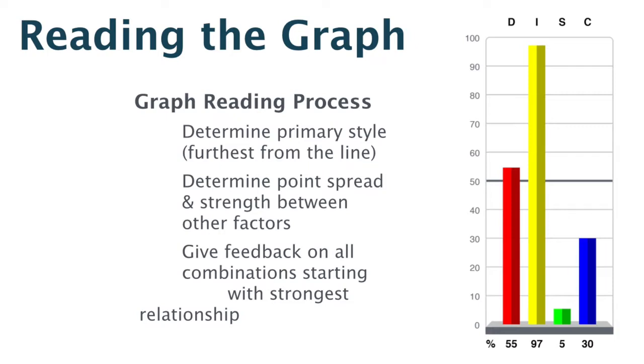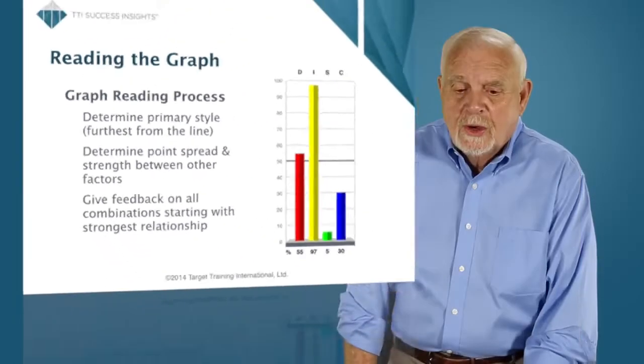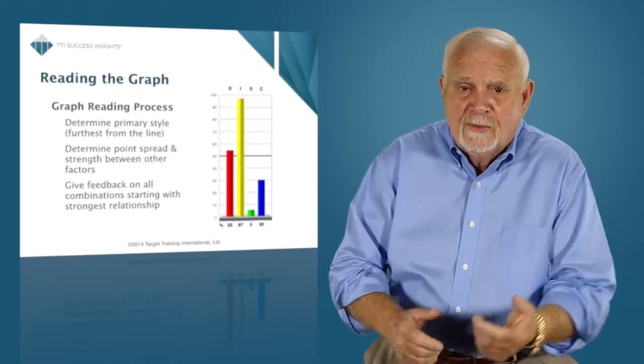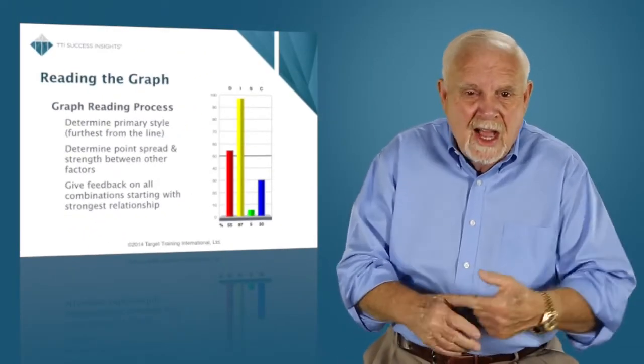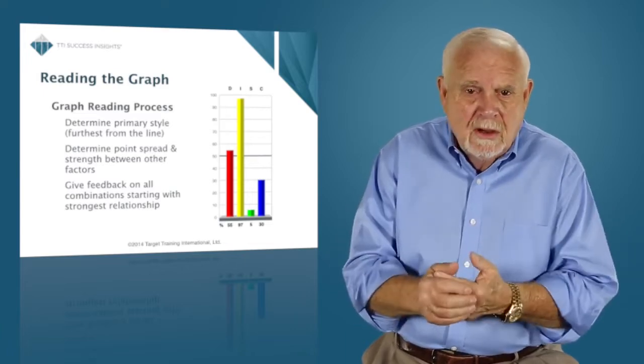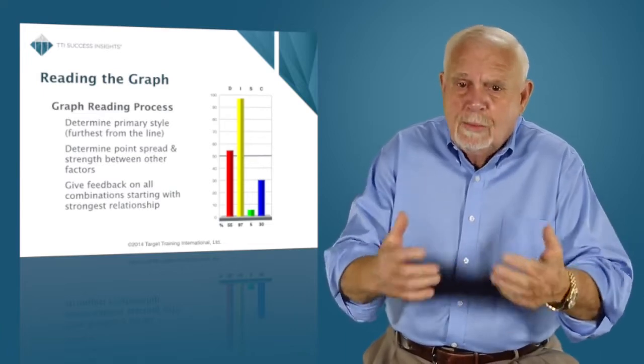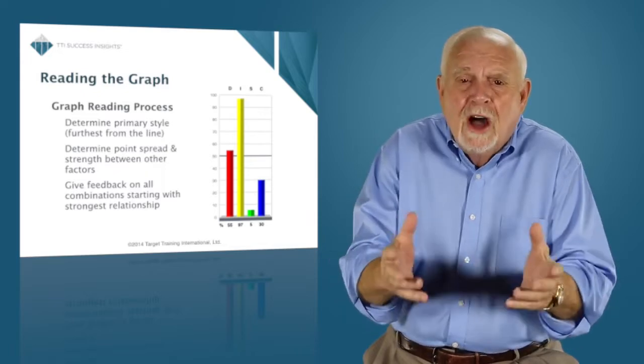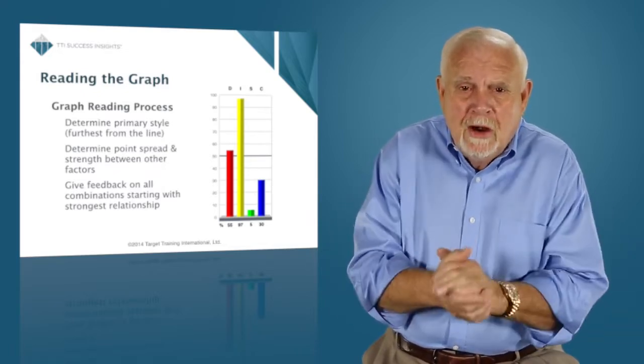All right, let's look at reading this graph. We can see that the I and the S are furthest from the midline. So there we have our primary and our secondary. If I'm going to read this graph back to you, I could talk about 4 or 5 major points about high I's. You're optimistic, you're outgoing, you like to be around people, you're persuasive, you love having fun, you're just the life of the party.